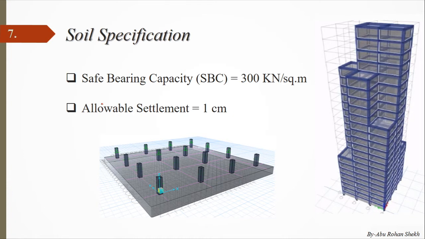In this case, the SBC of that soil is 30 kilonewtons per square meter. I just assumed these values. Then the allowable settlement of this foundation, I am assuming to be 1 centimeter, which is equal to 10 millimeter.